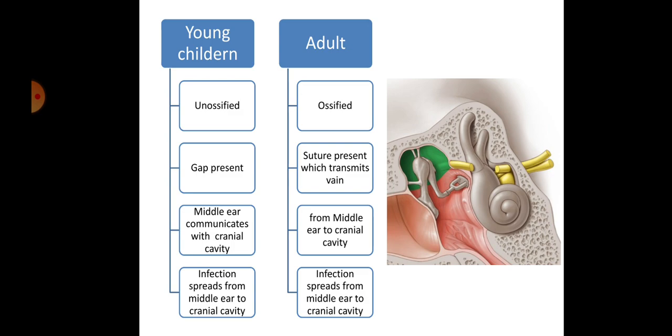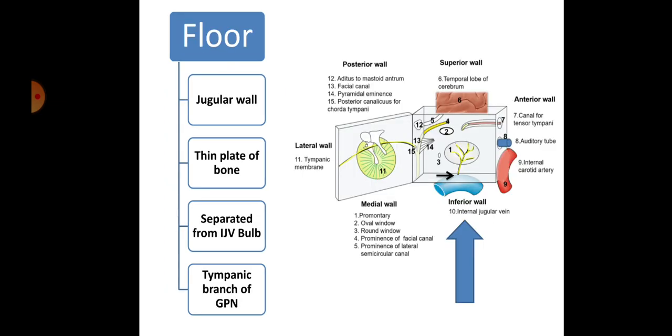But comparing adults and children, in children there is a direct gap. Because of that reason, infections easily spread to the intracranium. But in adults, this vein is not present in all individuals. Because of that reason, it may be transmitting. If it is present, it can transmit; if there is no vein, then there is no question of the transmission of the infection.